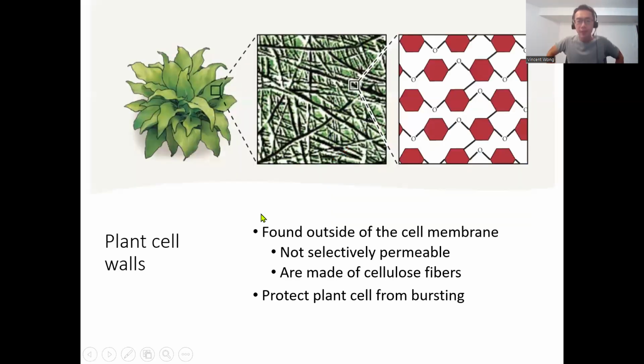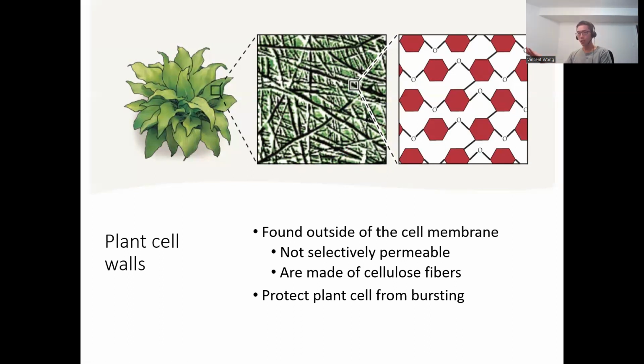Another structure found in plant cells is called the cell wall. We learned about the cell wall before, right? It's made up of cellulose, a type of polysaccharide. It's very tough, very rigid, but it's not selectively permeable. Okay, it just lets stuff pass through with no regulation, and it protects the plant cells from bursting.